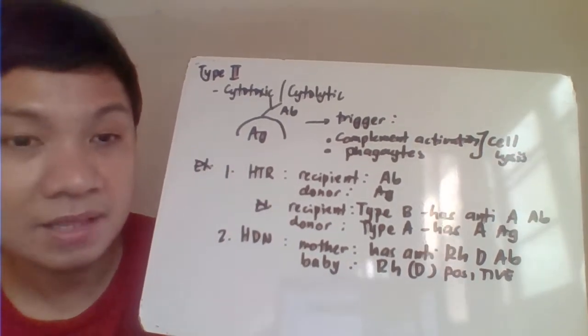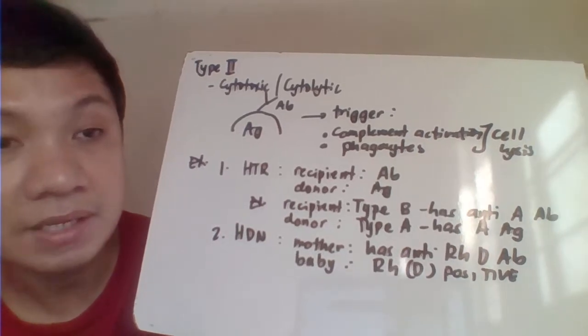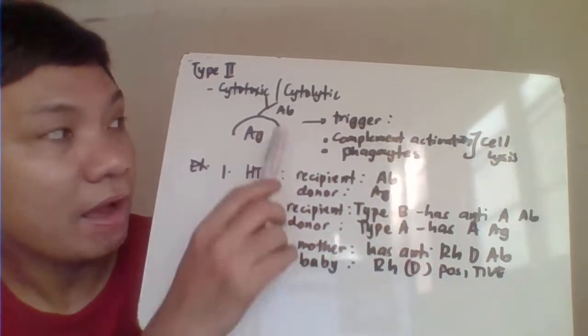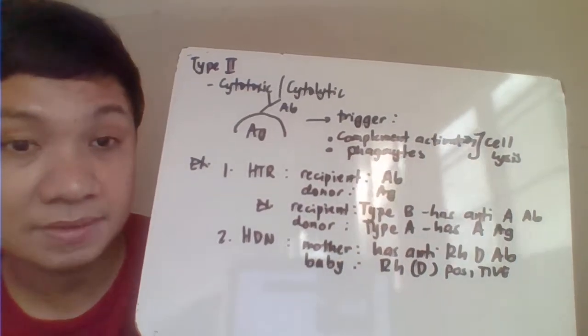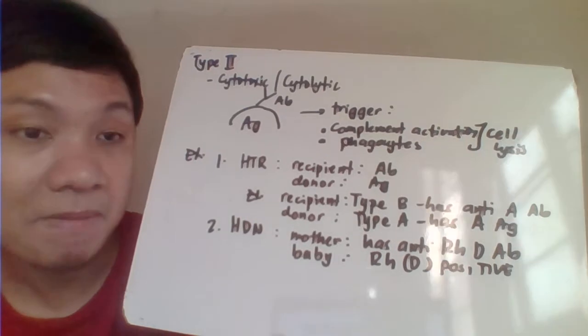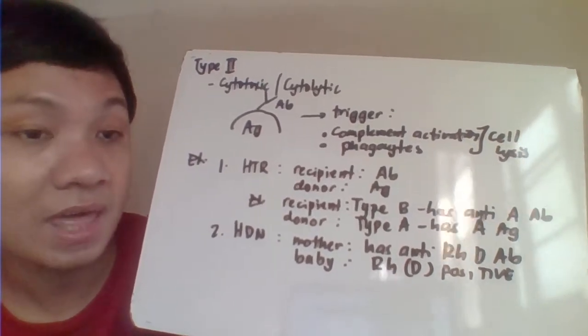So for example, if the patient, the recipient, is type B, it would have your anti-A antibody sa kanyang plasma. Then if you try to transfuse that one with the type A na blood, the type A blood contains the A antigen. So A saka anti-A, so it will have your antigen antibody complex formation, triggering your activation of your complement and your phagocytes, so magkakaroon ng cell lysis or hemolysis because of that.